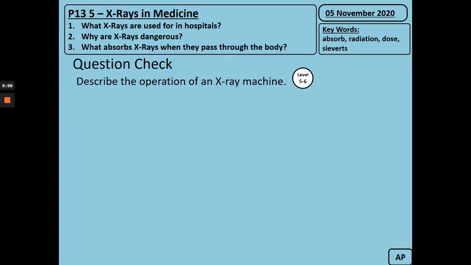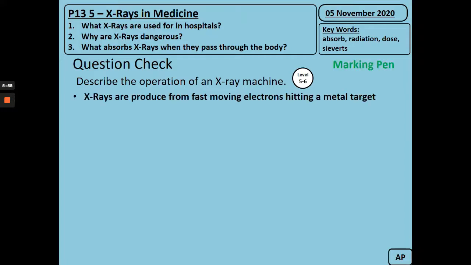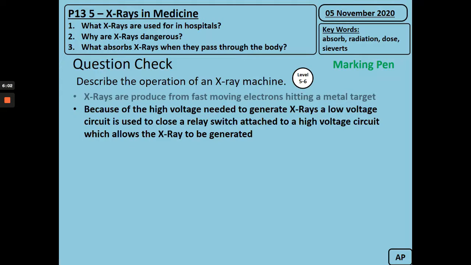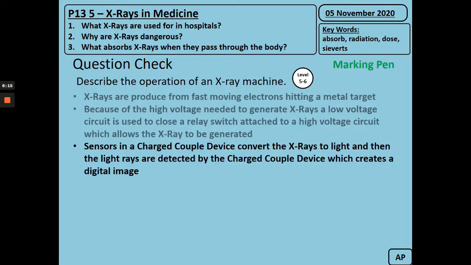Okay, so describe the operation of an X-ray machine. So X-rays are produced from fast moving electrons hitting the metal target. Because of the high voltage needed to generate X-rays, a low voltage circuit is used to close a relay switch attached to a high voltage circuit, which allows the X-ray to be generated.